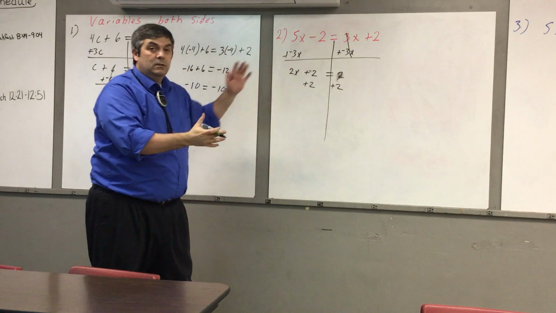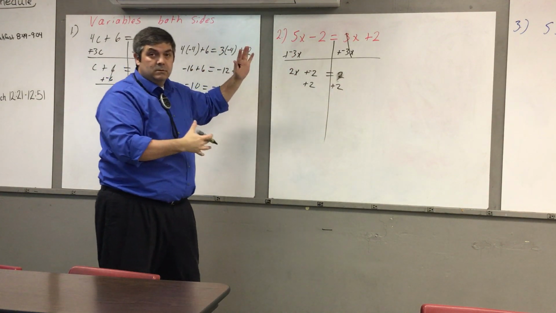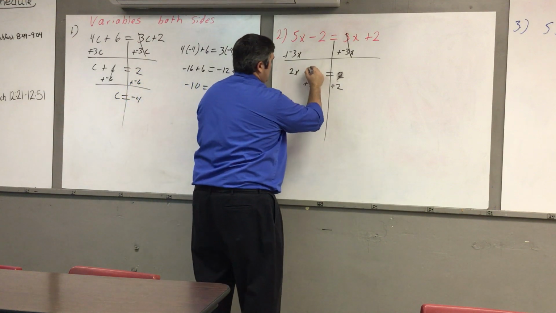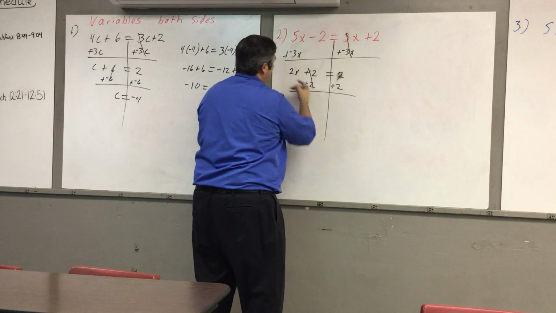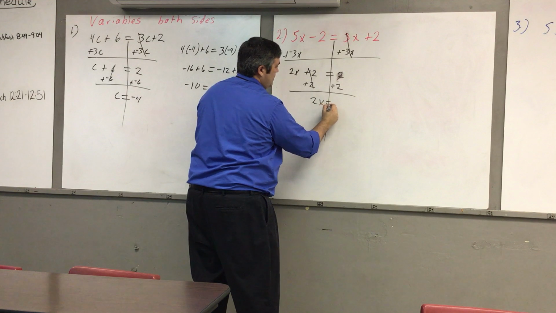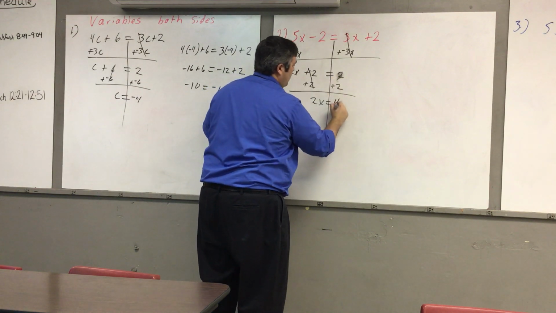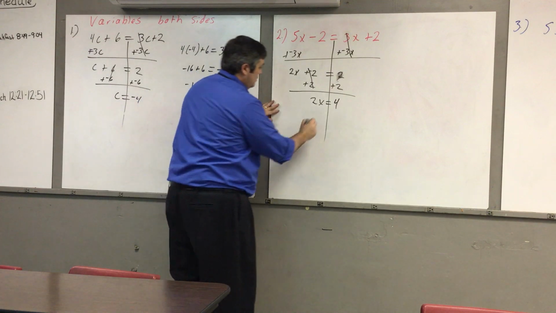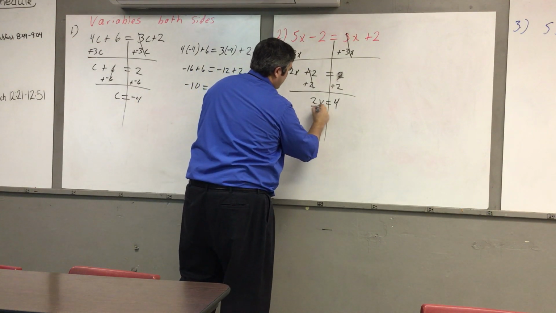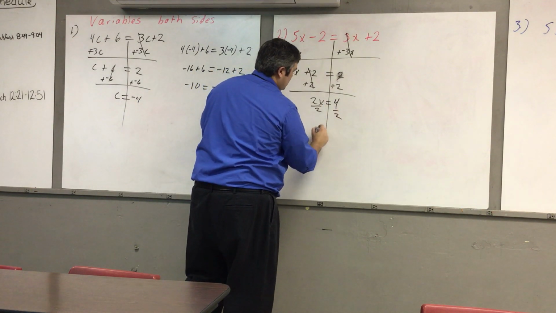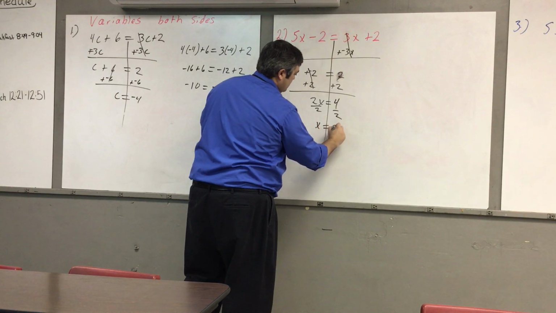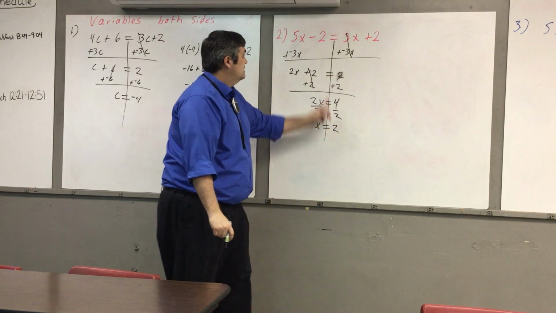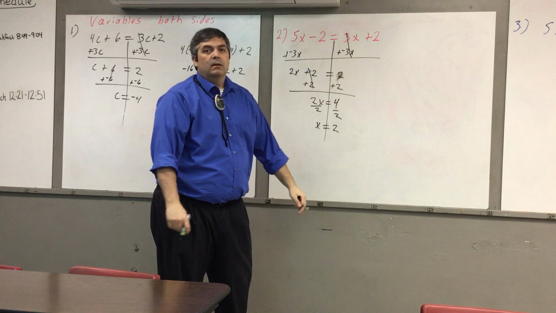Again, now I'm into this, it's going to take multiple steps. Okay, so these cancel out. I have 2x left equals 4. And now here I'm into the one-step equation. 2 times x, divide by 2, x equals 2. And again, take this, substitute it into there, check your answer.